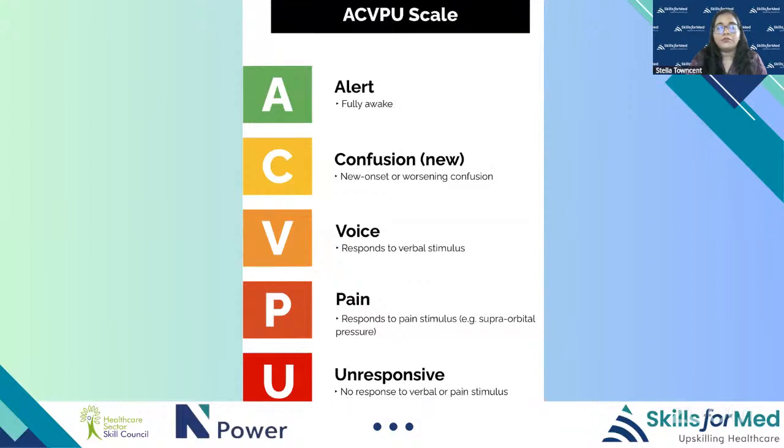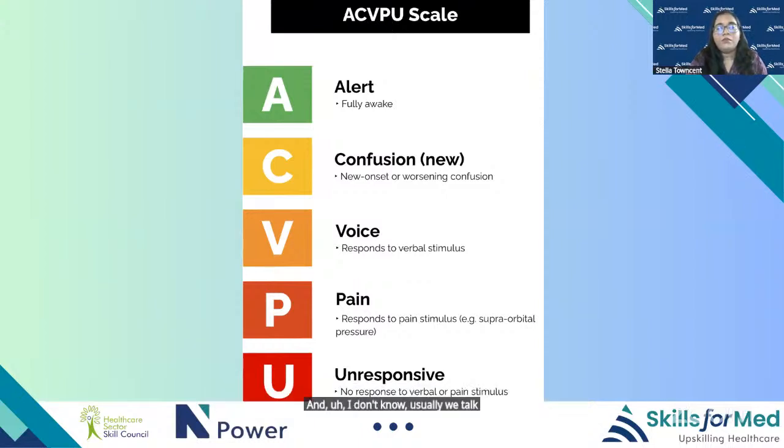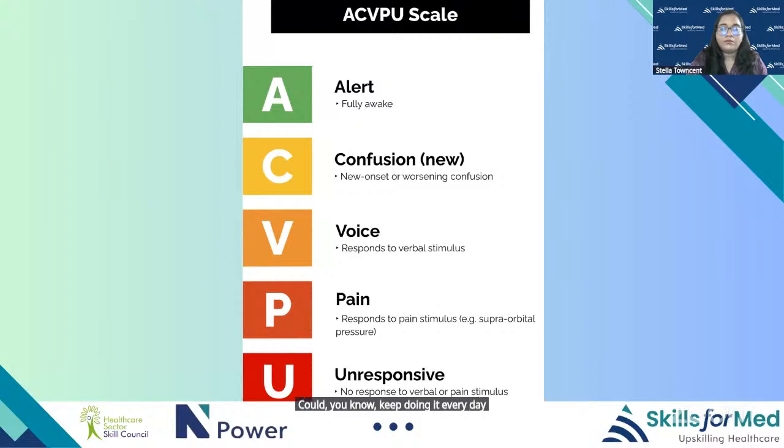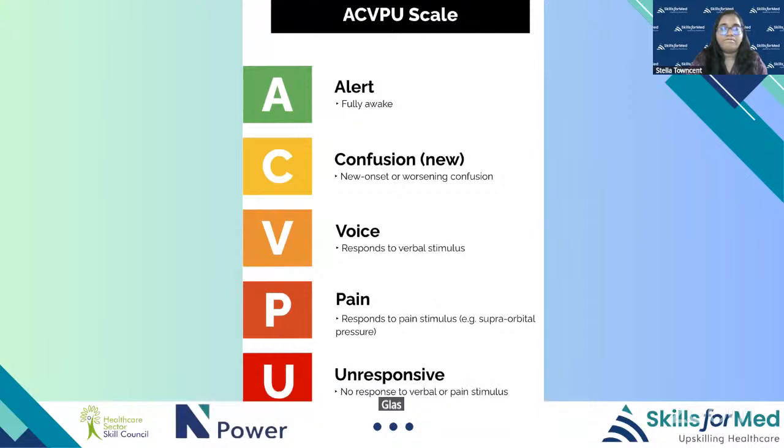So the other thing I wanted to point out is this ACVPU scale. Usually we talk about GCS for level of consciousness, but it's very difficult to remember all the components of GCS. Of course, if you're in a neurology ward, you probably would keep doing it every day and remember. But anybody on any general ward apart from neurology will find it very difficult to remember the GCS, Glasgow Coma Scale.